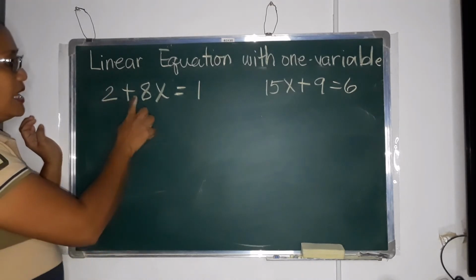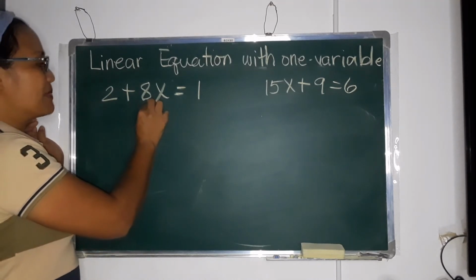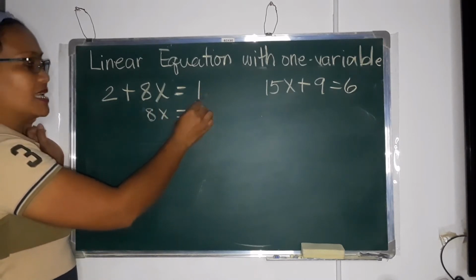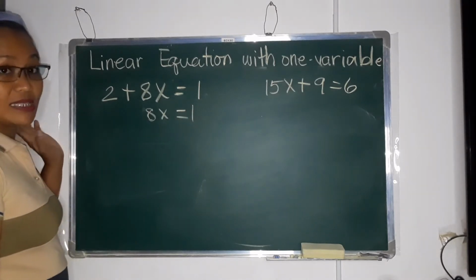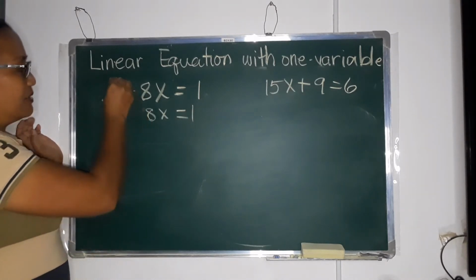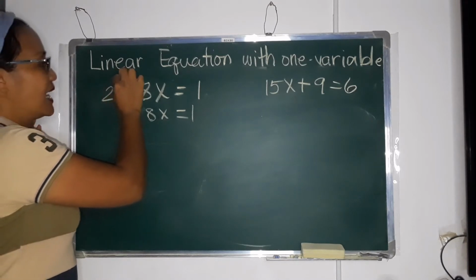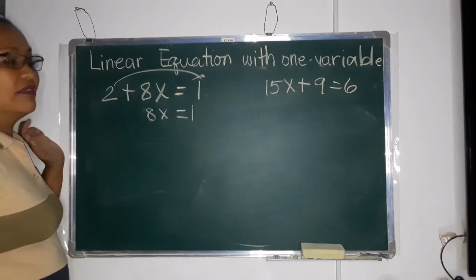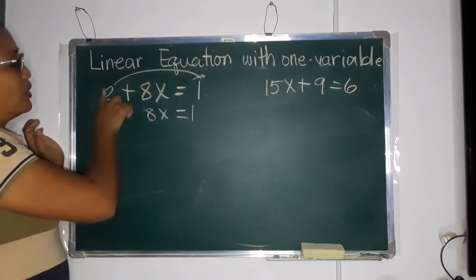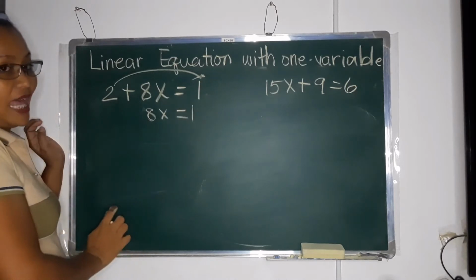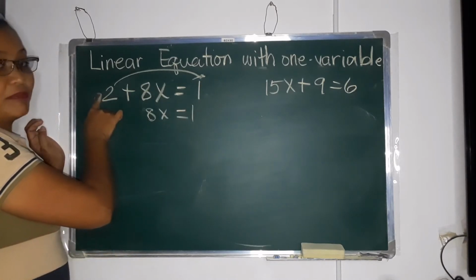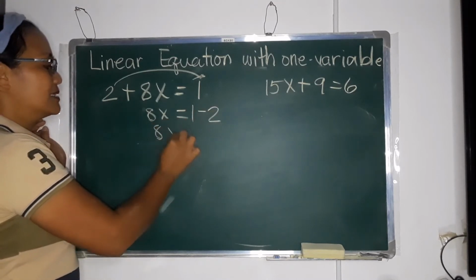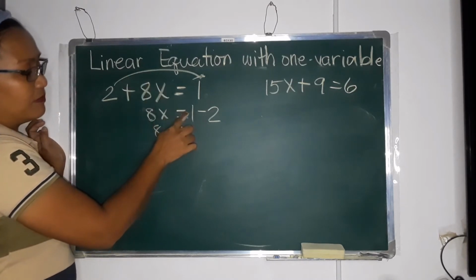So if you notice, we only have 8x alone. So copy 8x is equal to, of course, the constant 1, since we do not move it, just copy on the right. And of course, we have another constant on the left side. We need to join it to the other constant on the right side. So, since we're going to move it over the equal sign, or to the other side of the equal sign, positive becomes negative 2. Copy 8x is equal to positive and negative.